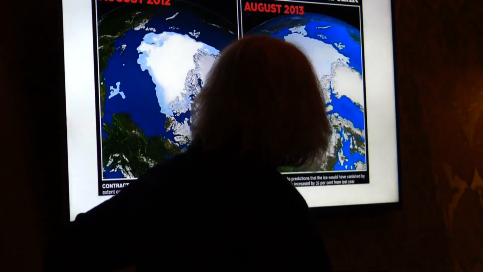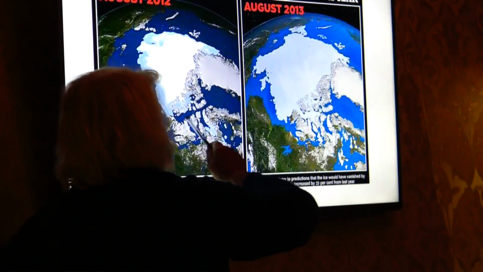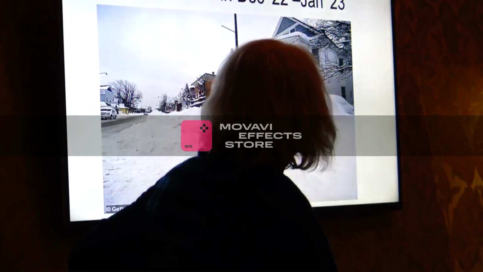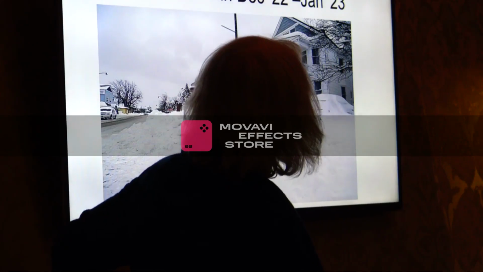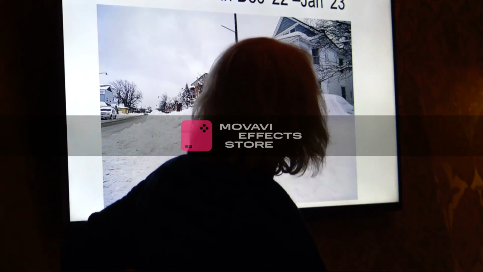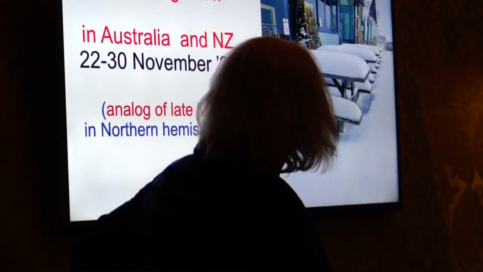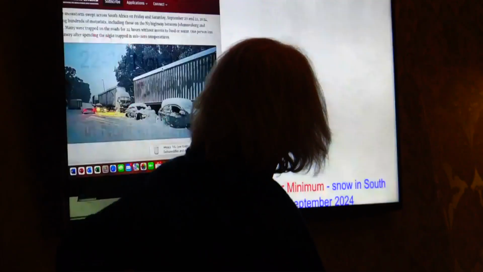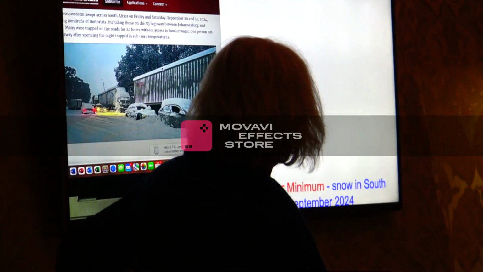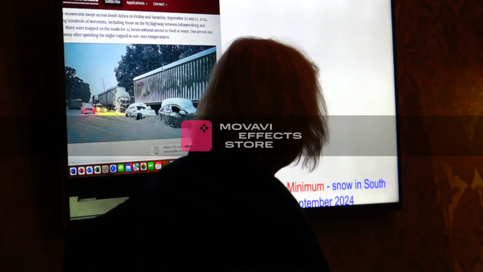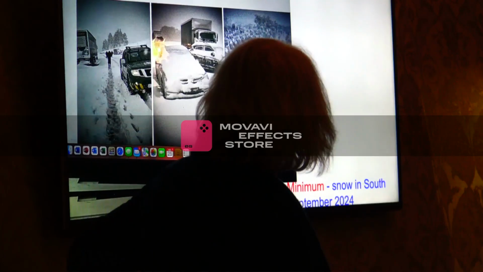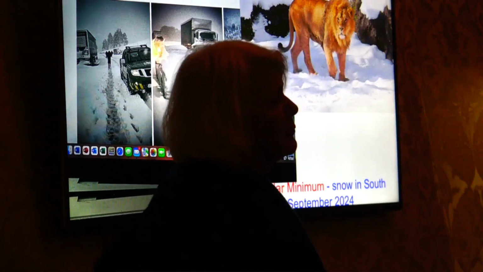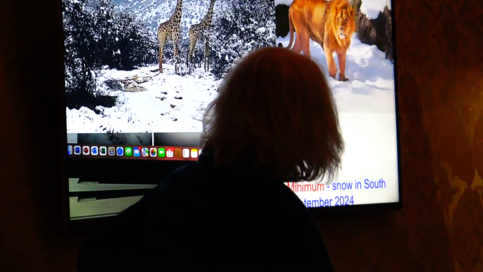What I showed you, this is ice in 2012, this is ice in 2013, increased, not decreased, as they say. This is the brilliant blizzard in the US in 2 weeks, 2022-23, just to show. This is in New Zealand, 23-30 November 2022. And this is brilliant, grand solar minimum, South Africa, 21-23 September 2024, just recently. South Africa, they never had snow. Never, ever.